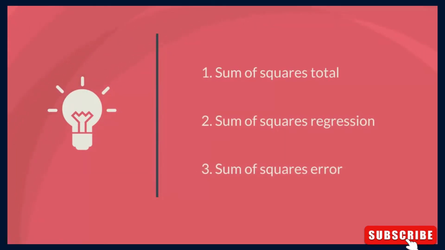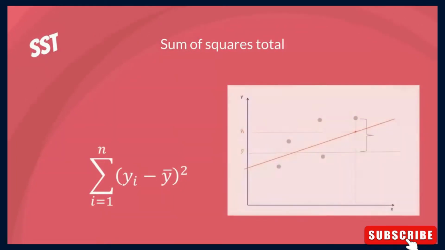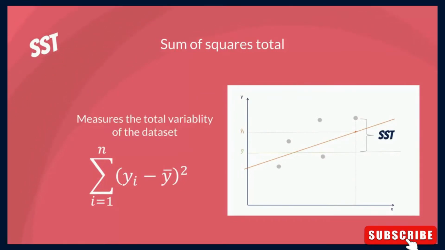The sum of squares total, denoted SST, is the squared differences between the observed dependent variable and its mean. You can think of this as the dispersion of the observed variables around the mean, much like the variance we saw in descriptive statistics. It is a measure of the total variability of the dataset.